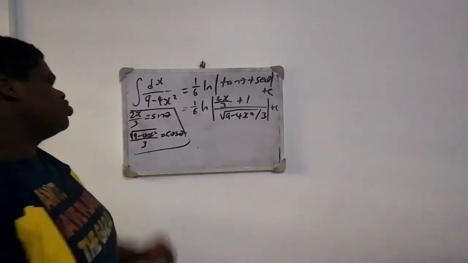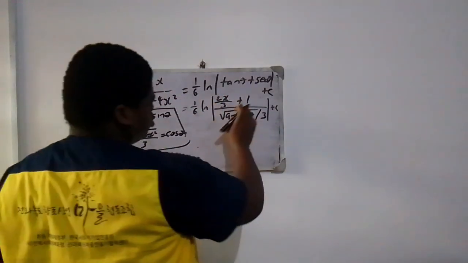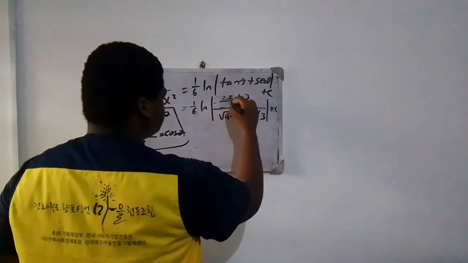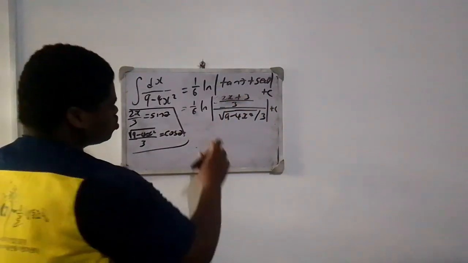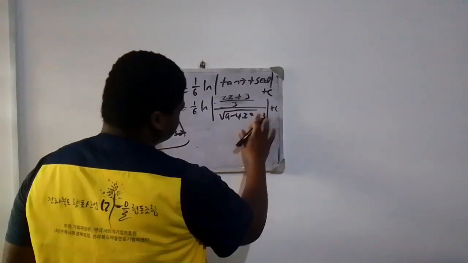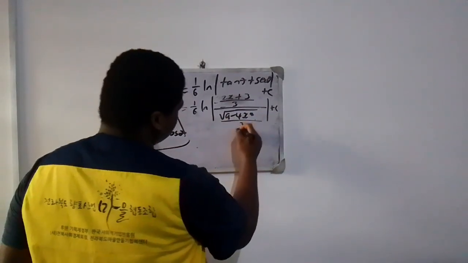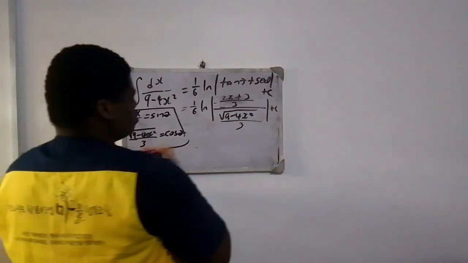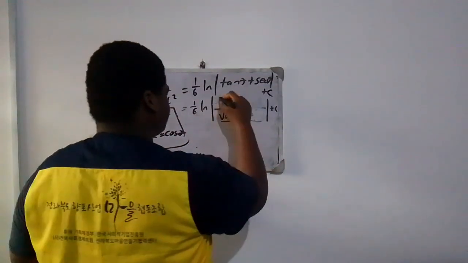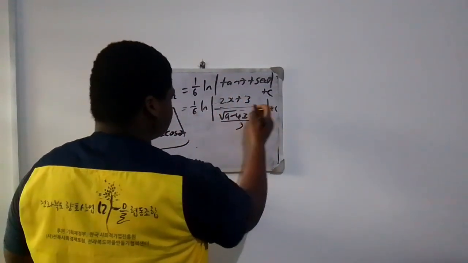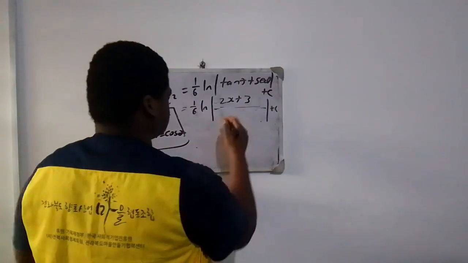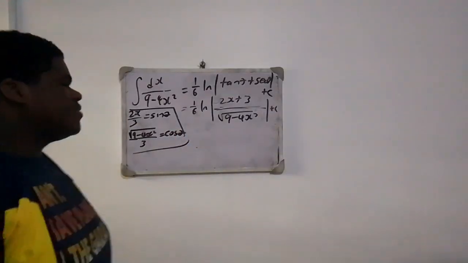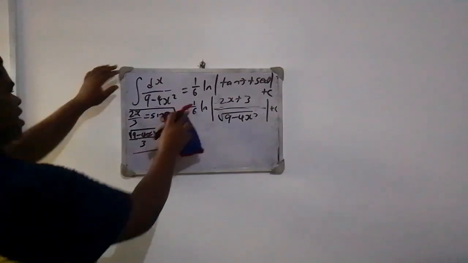This is also not needed again. So now let's focus on this. 2x over 3 plus 1 is the same thing as 2x plus 3 all divided by 3. And the square root of 9 minus 4x squared over 3 is the same thing as the square root of 9 minus 4x squared all divided by 3. So here we have divided by 3 and divided by 3. They cancel out. So here we just have 2x plus 3 all divided by the square root of 9 minus 4x squared. That's basically your answer. And this is our final answer though.